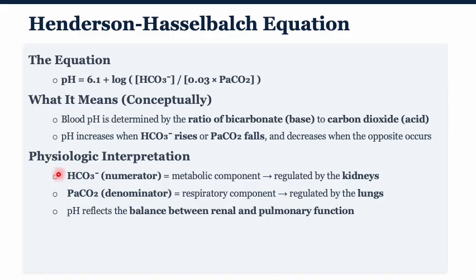So the physiologic interpretation: you have bicarbonate, which is your numerator, and the partial pressure of carbon dioxide, which is your denominator. The numerator, the bicarbonate, is the metabolic component, and that is regulated by the kidneys. The partial pressure of carbon dioxide is the respiratory component, and it's regulated by the lungs. pH reflects the balance between renal and pulmonary function.